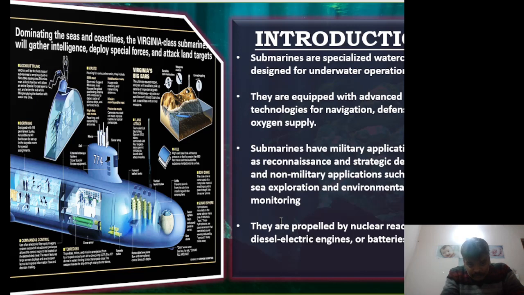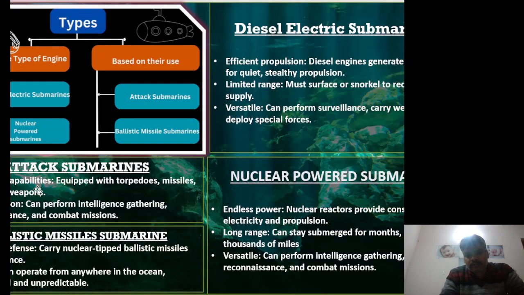So this is the sectional view of the submarine. What are the components? At the front is the control panel, and here are the passengers and the army personnel, the military personnel, lying here.